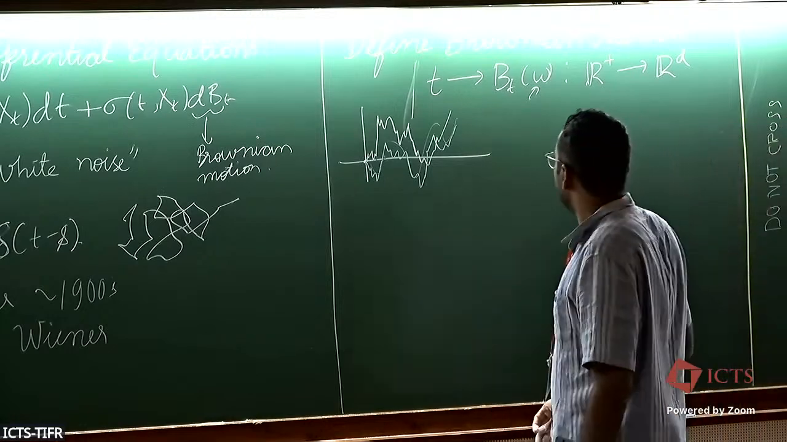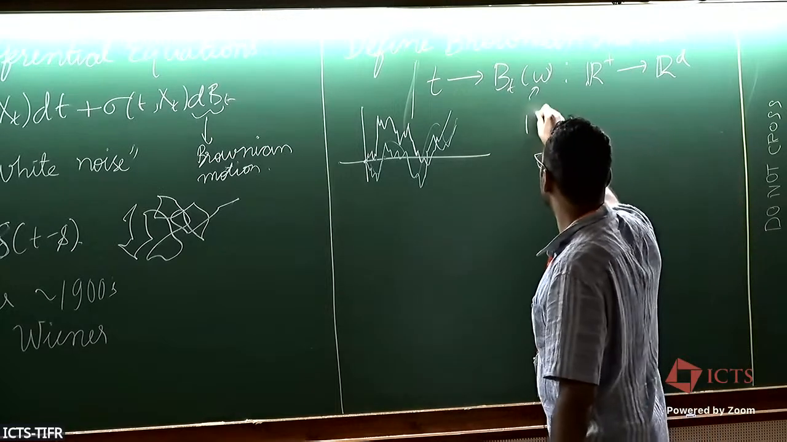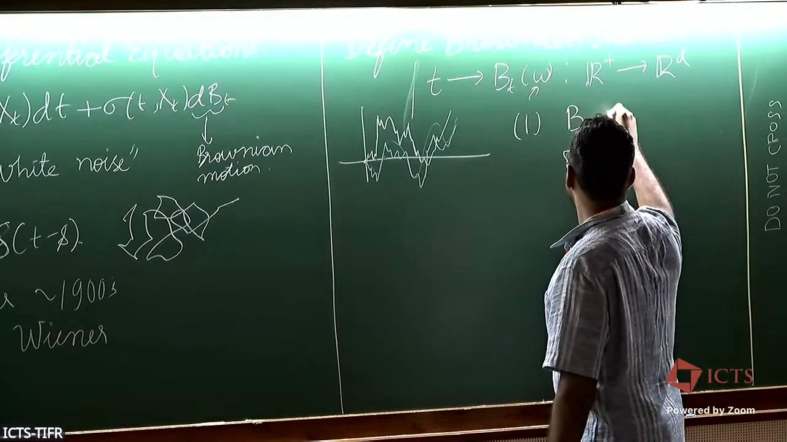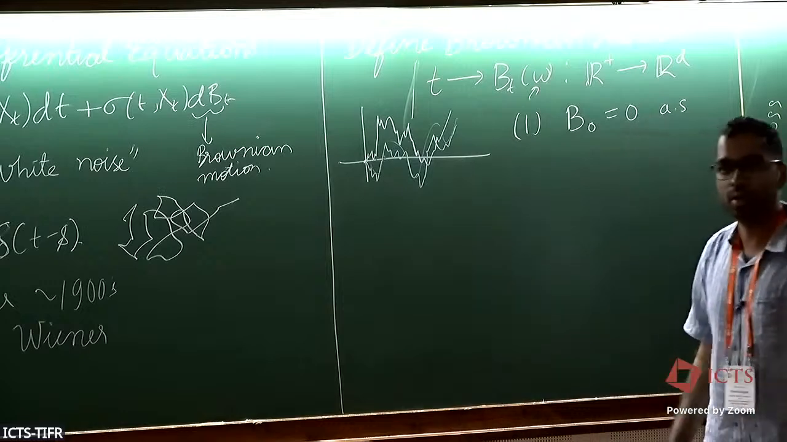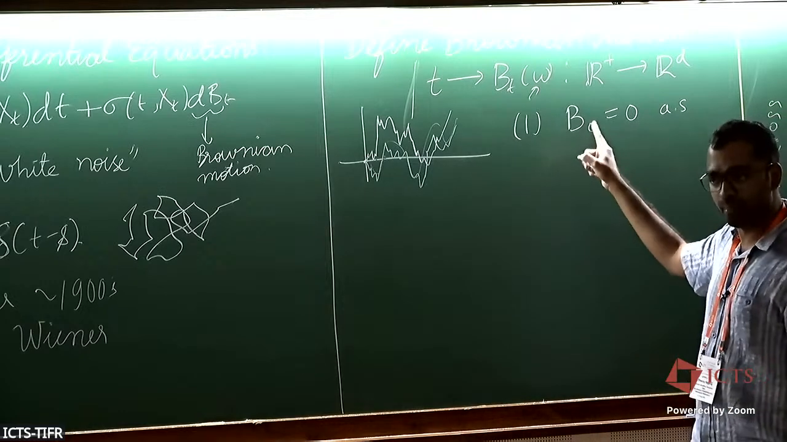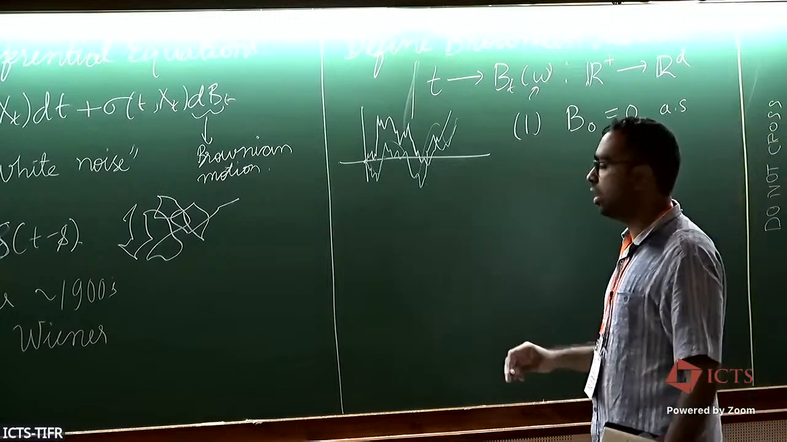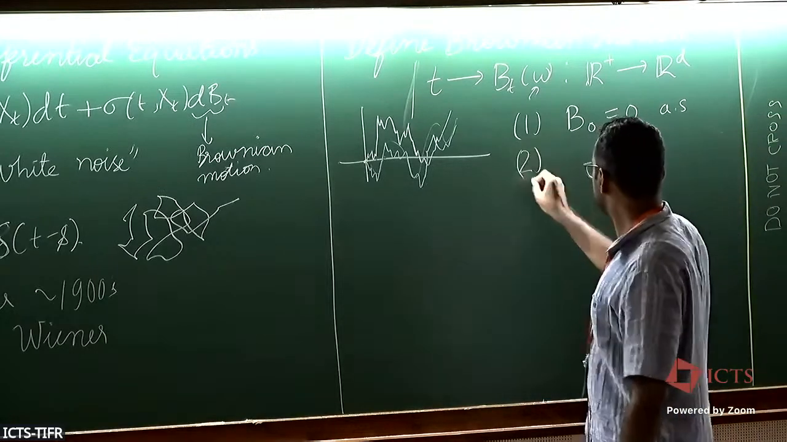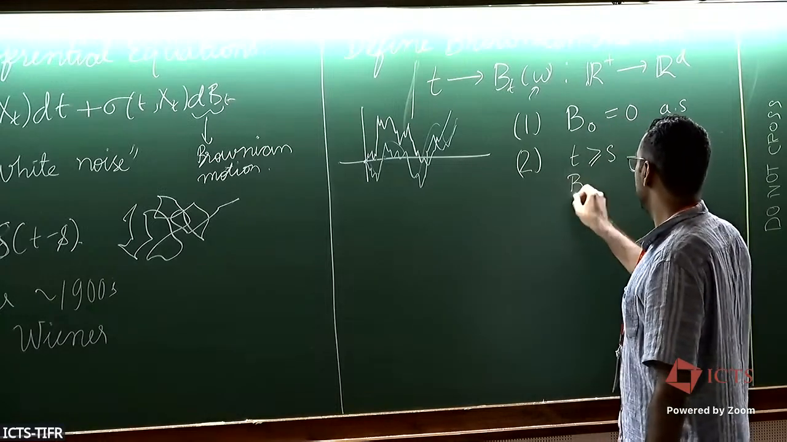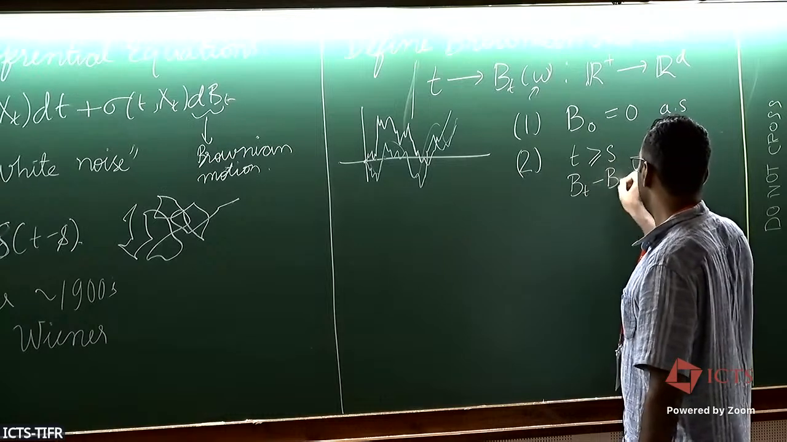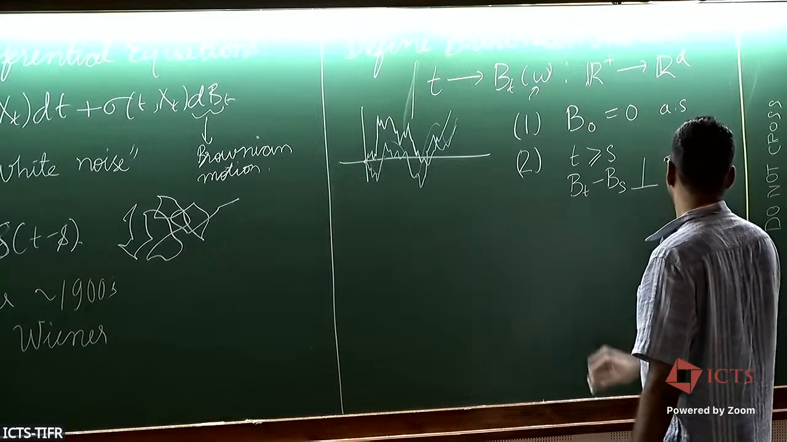Okay, let's try to see what kind of properties we want in the Brownian motion. First one, B_0 is equal to 0 almost surely. B_0 is a random variable; at each time it's a random variable, and we want it to be 0. Then for t greater than or equal to s, B_t minus B_s is independent of B_s.